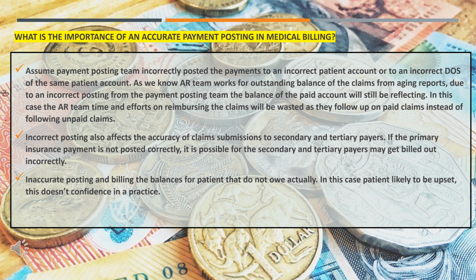of following unpaid claims. Incorrect posting also affects the accuracy of claim submissions to secondary and tertiary payers. If the primary insurance payment is not posted correctly, it is possible that the secondary and tertiary payers may get billed incorrectly. Inaccurate posting can also mean billing balances to patients who do not actually owe them. In this case, the patient is likely to be upset. This doesn't build confidence in a practice.